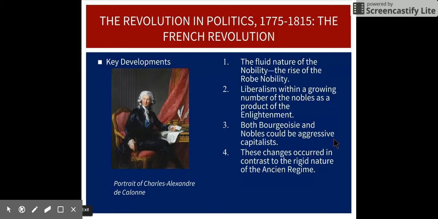So when we look at the key developments that are going to lead to the French Revolution in 1789, one is the fluid nature of the nobility. The rise of the robe nobility is going to dilute the nobility. Within the robe nobility and some of the nobility, we start to see a growing liberalism. We could talk about Montesquieu or other nobles that were inspired by the Enlightenment, but the majority of nobles are heavily invested in the old regime, what they call the ancien regime.